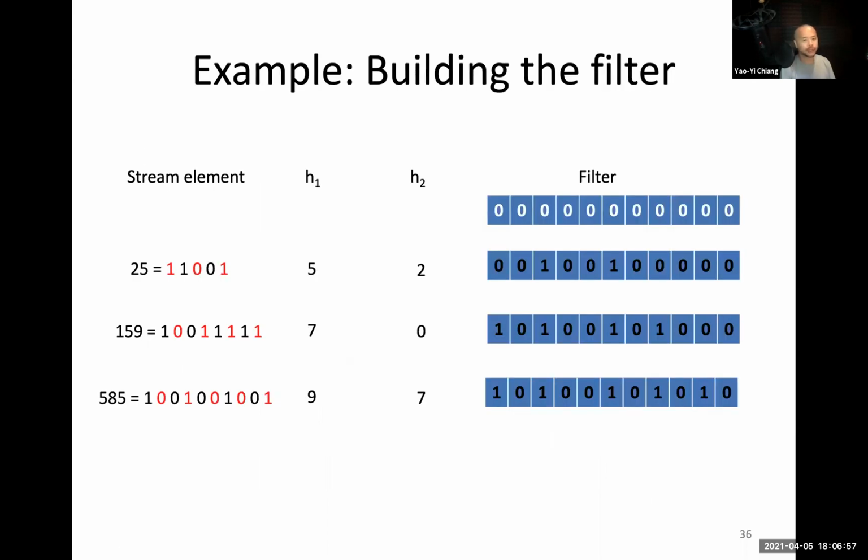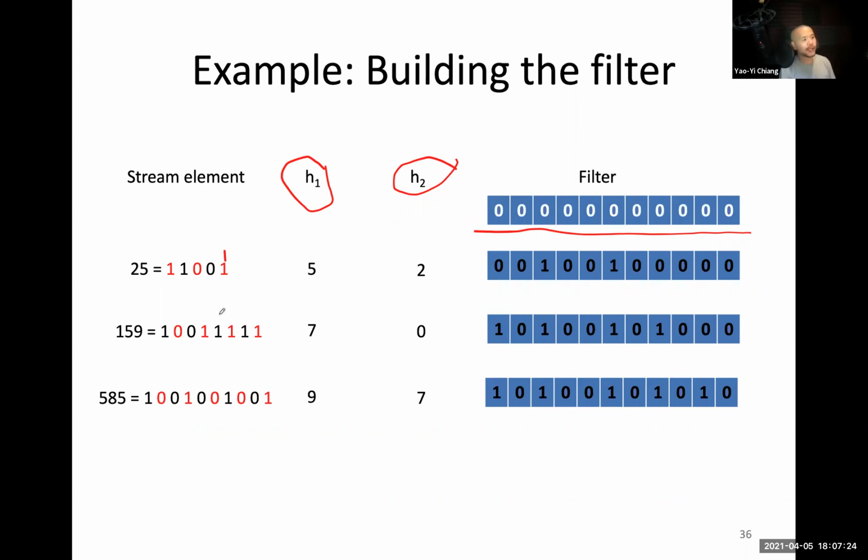Here's the Bloom filter. Quick recap: for the Bloom filter, you start by constructing a bit array. In the bit array, you set everything to 0. You have some hash functions. In this example, we have two hash functions. One is looking at the odd bits. The other one is looking at the even bits.